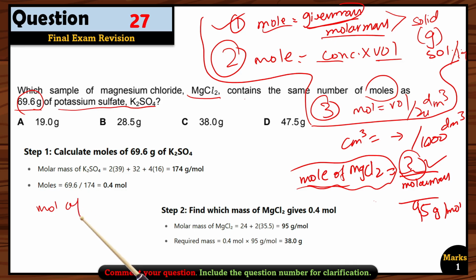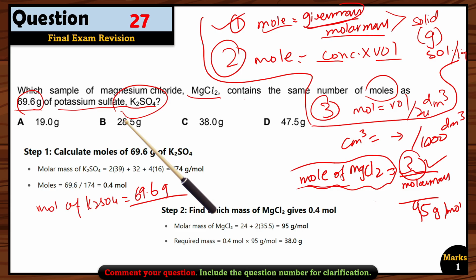So mole of K2SO4 is equal to the given mass, which is 69.6 gram, divided by the molar mass of potassium sulfate. You can calculate the molar mass from the periodic table; it will be 174. So what will be the answer? 0.4 mole. And they use the word same: contain the same number of moles. It means the number of moles of K2SO4 and MgCl2 will be equal. So you can also put this value over here now, because they both are equal, right? So 0.4 is equal to how much mass?